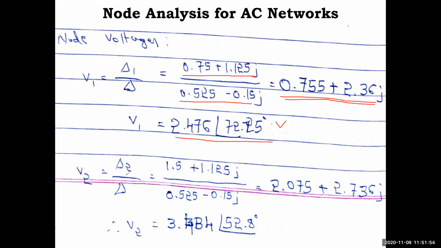Similarly, delta 2 by delta: delta 2 is 1.5 plus 1.125j, and delta is the same. Take the ratio using the calculator and you'll get 2.075 plus 2.736j. Convert this again into angle form, r at an angle theta, and you'll get 3.434 at an angle 52.8 degrees volt. So just verify the answers.